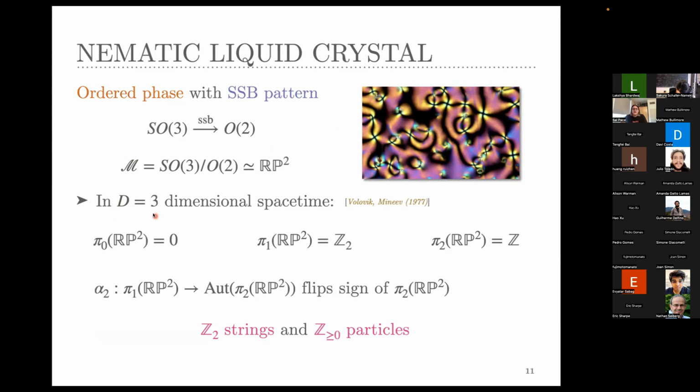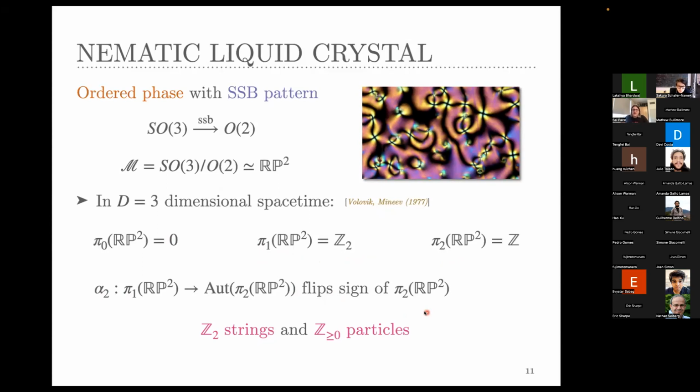So let's restrict ourselves to d equals 3 spacetime. So we only care about pi 0, pi 1, and pi 2. And you can show pi 0 is trivial, pi 1 is Z2, and pi 2 is Z. And so since pi 1 is abelian, we don't care about what alpha 1 is. It doesn't do anything. But because pi 1 is non-trivial and pi 2 is non-trivial, we should care about alpha 2. And you can show that alpha 2 will flip the sign of pi 2.